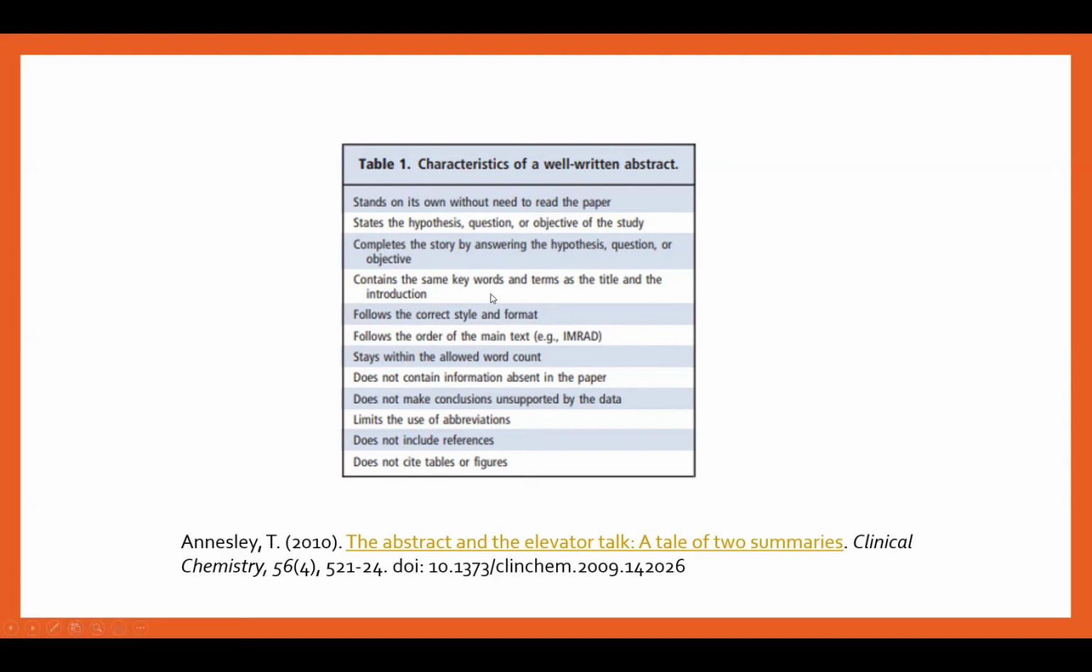I'll show you again, when we look at the examples for the abstracts that I've selected, you'll see clearly how well these abstracts use the same keywords and terms. Correct style and format is usually determined by the journal, so make sure you're aware of that. And it follows the same order. So you have a piece of the intro, method, results, and discussion, right? It's almost like an abbreviated version of your entire article, following the same structure. Make sure you keep to the word count.